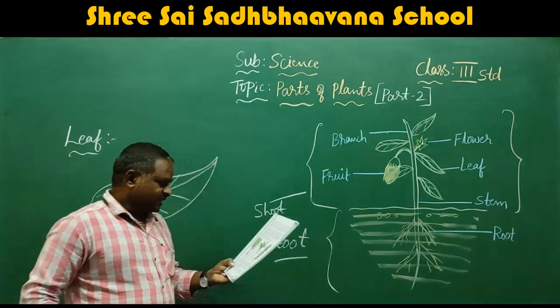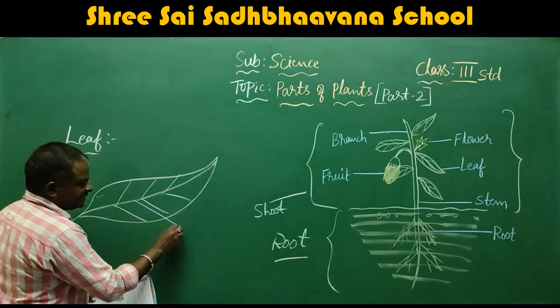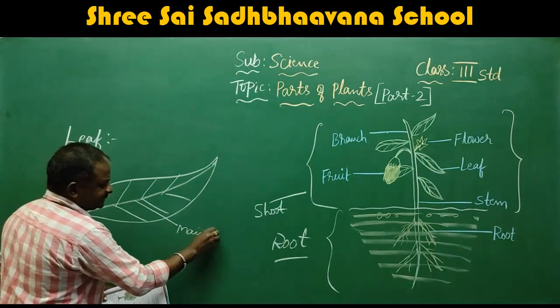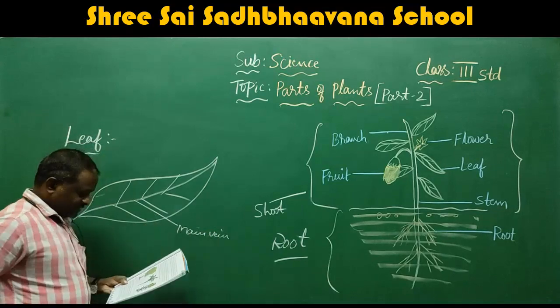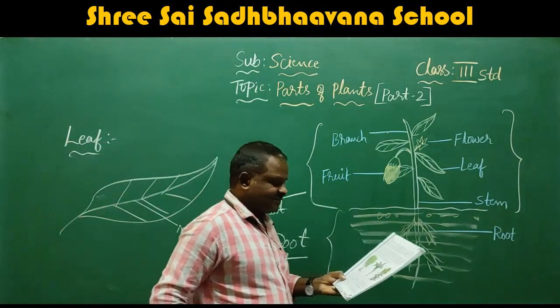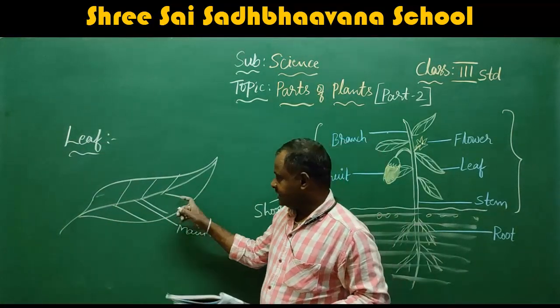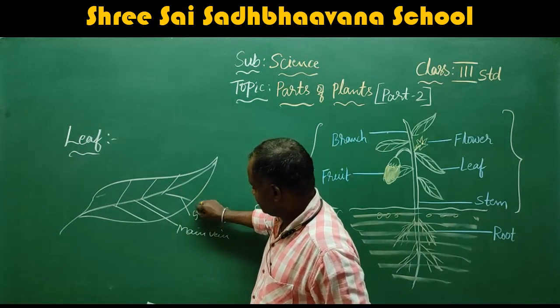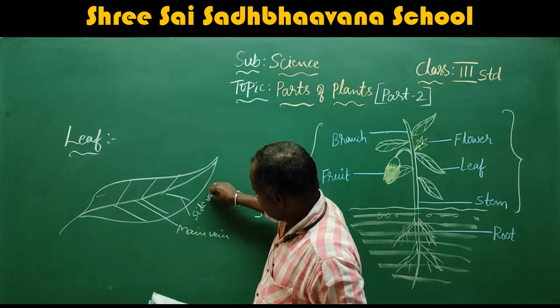In the middle of the leaf, there is a main vein. This is the main vein. I have already shown it in the leaf. Many side veins arise from the main vein. That means these are the side veins.